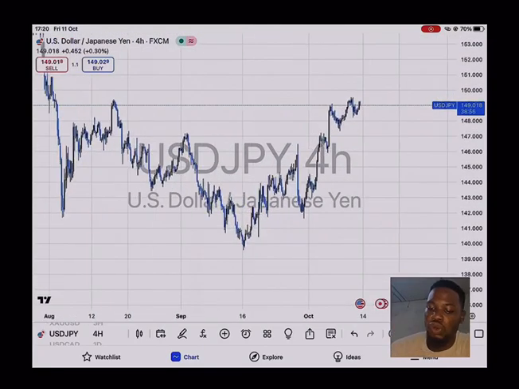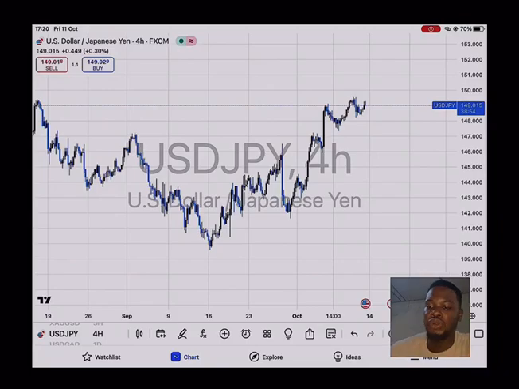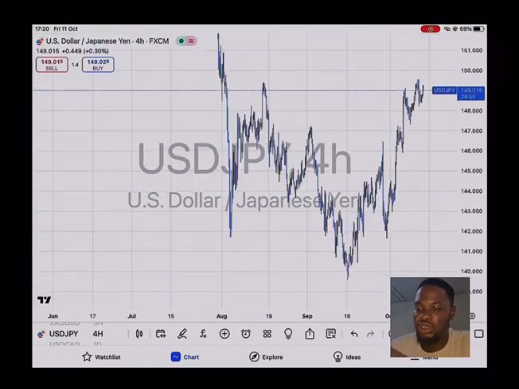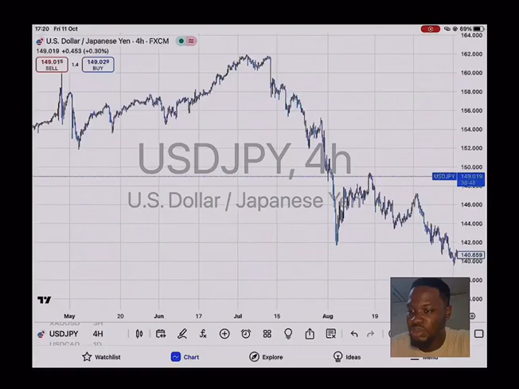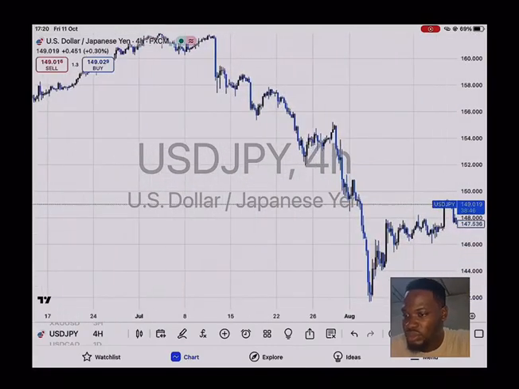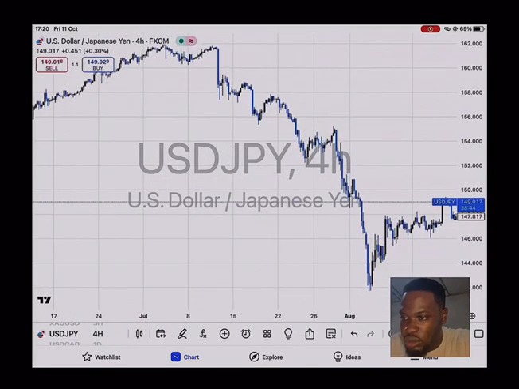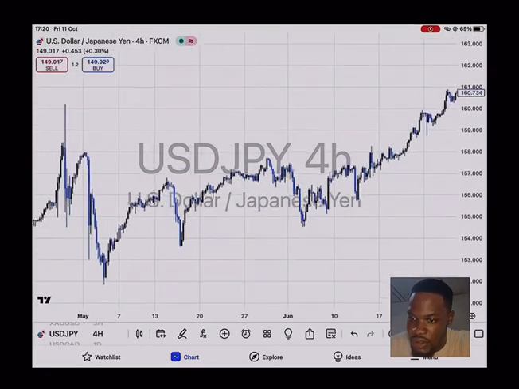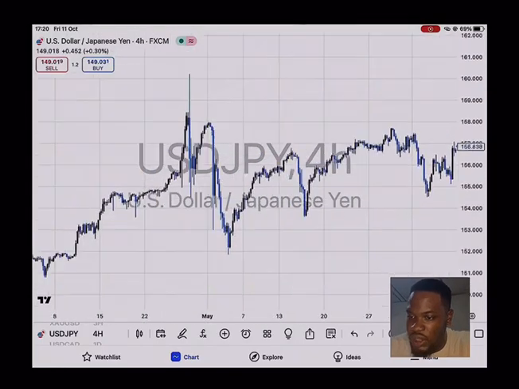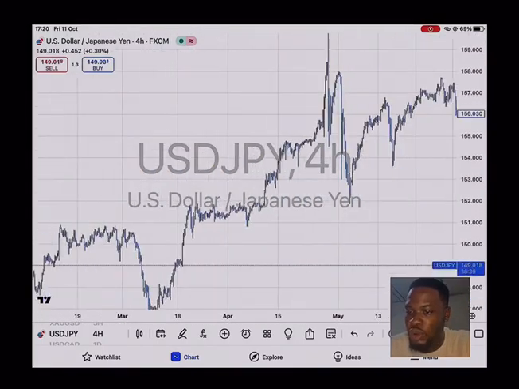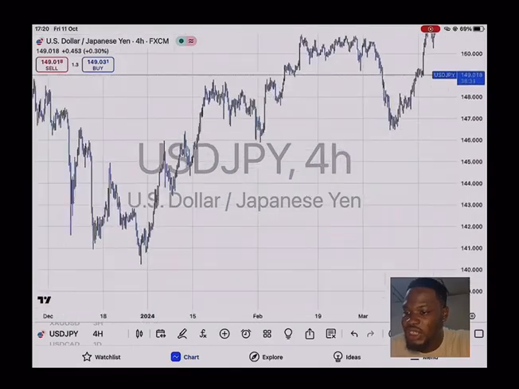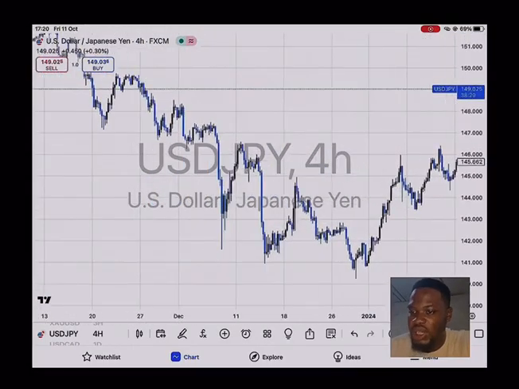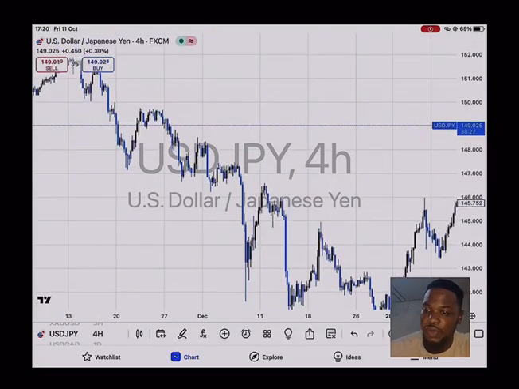So now let's look for a dragonfly and a gravestone candlestick pattern, and I'll show us how we can use them to make simple entries in the market. Let's look for a dragonfly first. First of all, we're going to look for a market that is trending downwards, and then we can use it to get an entry for a buy.